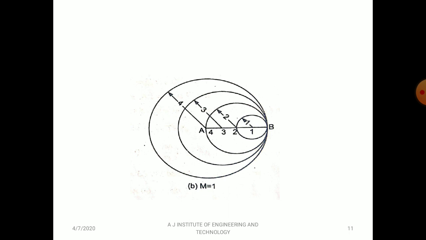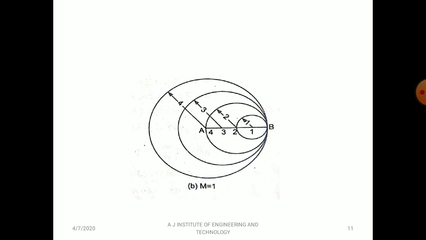Now the projectile moves to point 3. The time taken for the projectile to reach point B is 3 seconds. So the distance traveled by the projectile is given by V into dt, so 1 into 3, that is 3 units. The distance traveled by the disturbance is given by C into dt, that is 1 into 3, so 3 units. Taking 3 as the center point, draw one circle with a radius equal to 3 units.